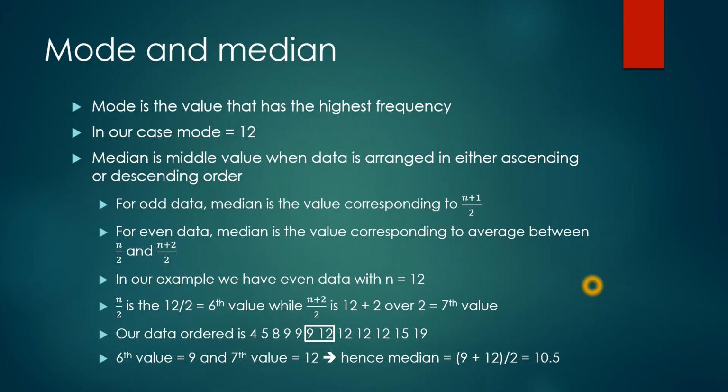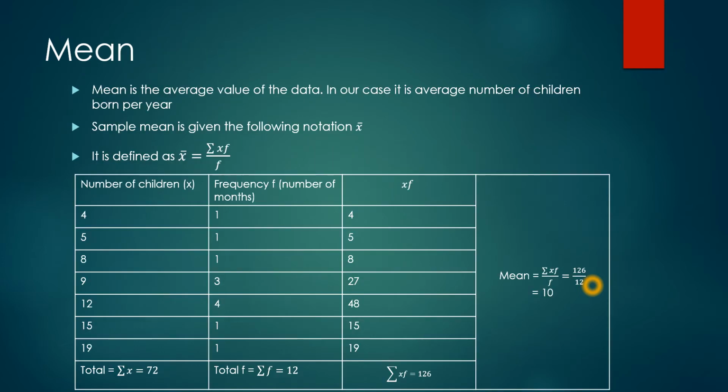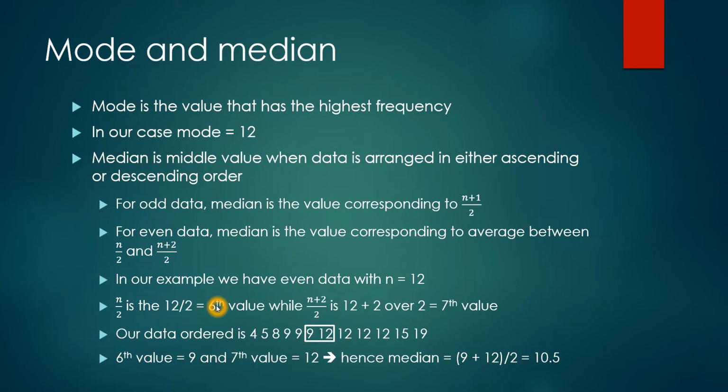The next ones are the mode and the median. Mode is the value in our table that has the highest frequency. Now, if you go back to our table a little bit, which value in the first column has the highest frequency? 12, right? Because 12 has the highest frequency, which is 4. So the mode is going to be 12, as you can see here.